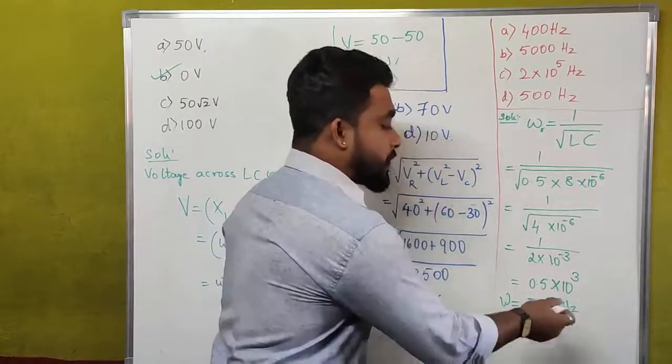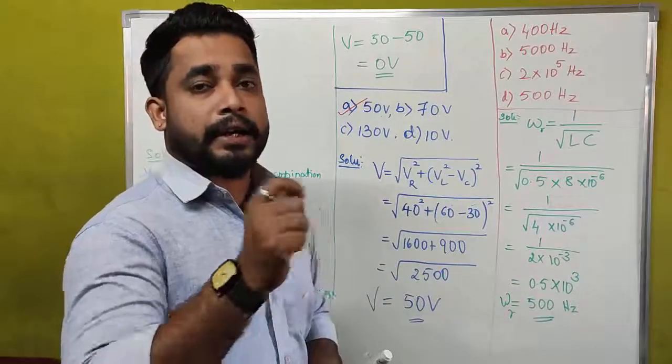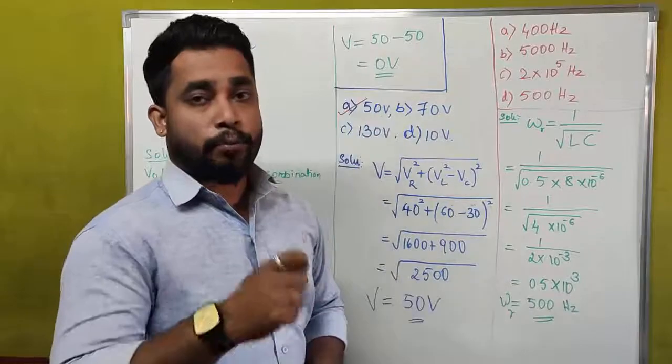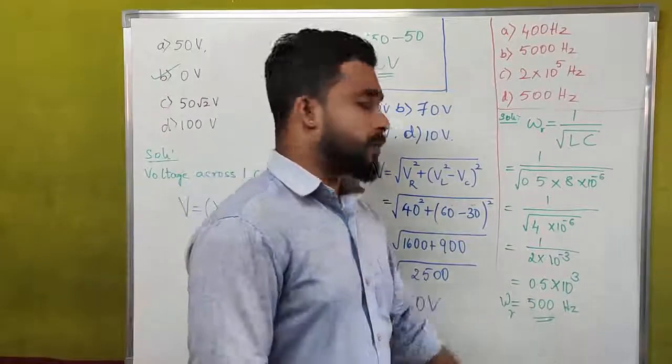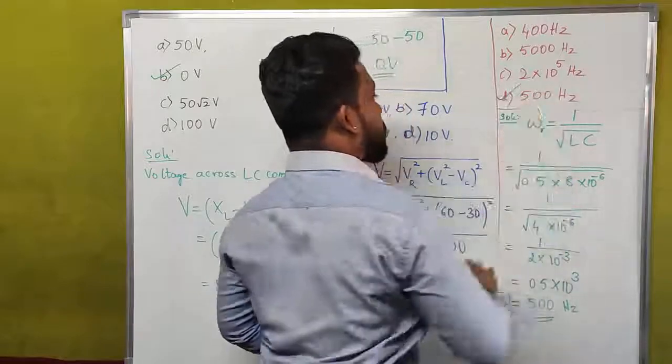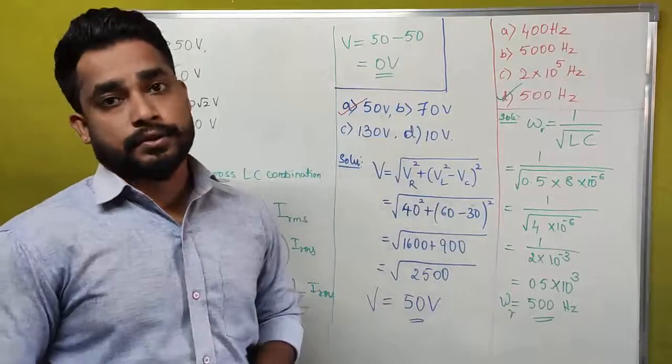Or you may calculate using your calculator. That is 0.5 into 1000, which is equal to 500. Yes, we have that option, that is 500 hertz.